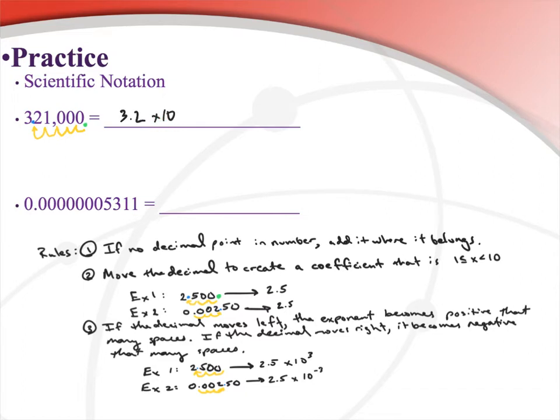This part's always going to be there. And it moved left, correct? So it moved to the left 5 times, so it's going to be positive 5, okay? Why don't you go ahead and try this example here on your own, see how you do.